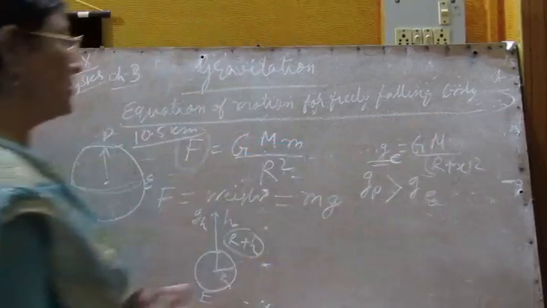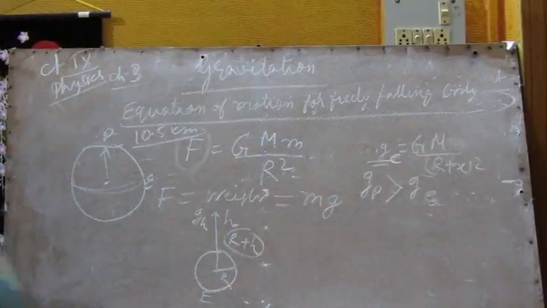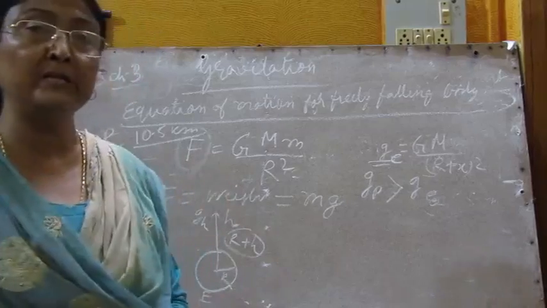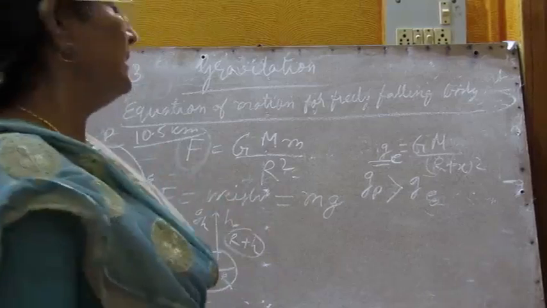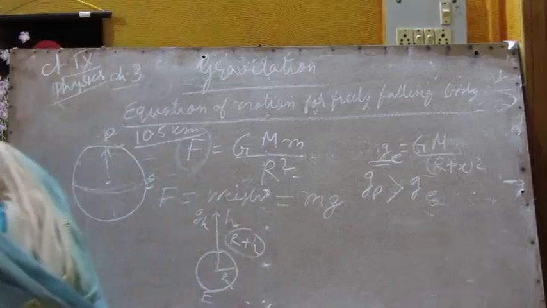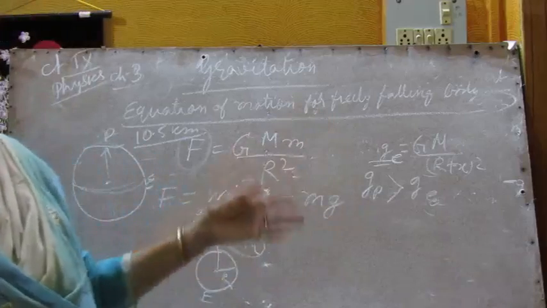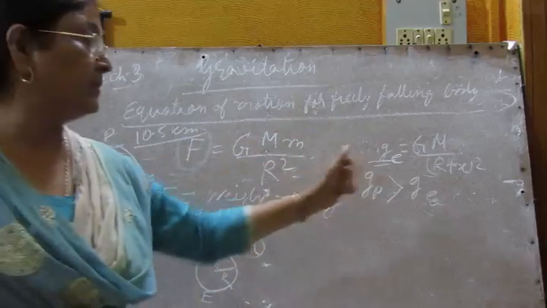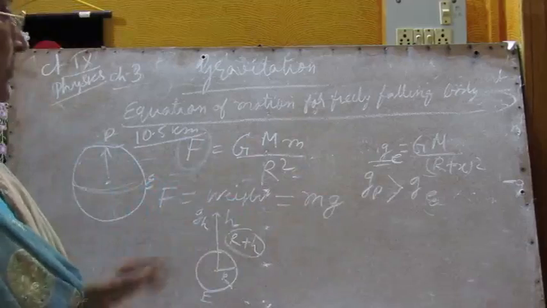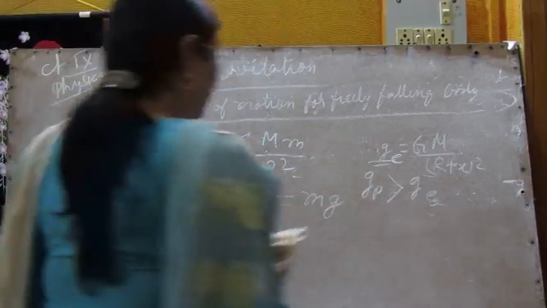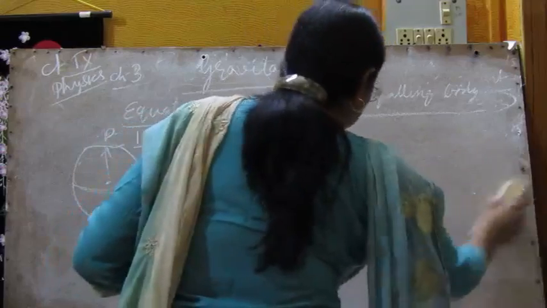So if the question is whether the acceleration due to gravity at the pole is greater or lesser than at the equator, then your answer will be that the acceleration due to gravity at the pole is much more than the acceleration due to gravity at the equator. Okay, so this is the variation of the acceleration due to gravity.